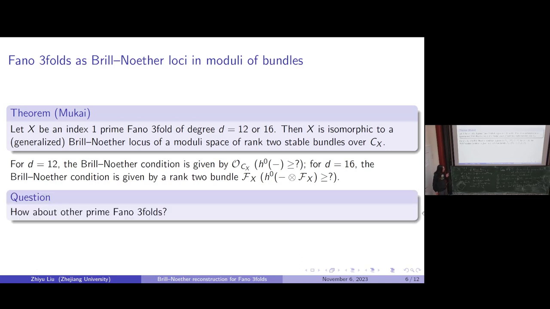So there's a natural question: how about other prime Fano threefolds? Can we generalize this to other index 1 or index 2 prime Fano threefolds? Before we talk about how to generalize this, we have the following observations, which relate this theorem to Bridgeland stability conditions and the Kuznetsov component.